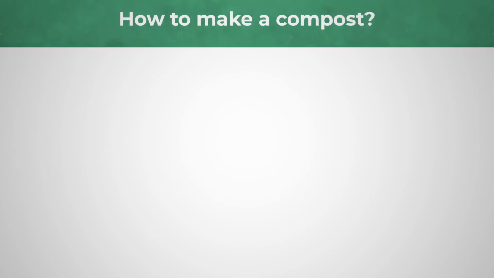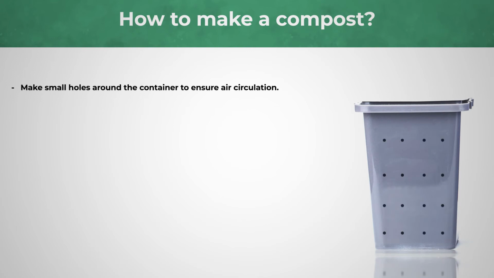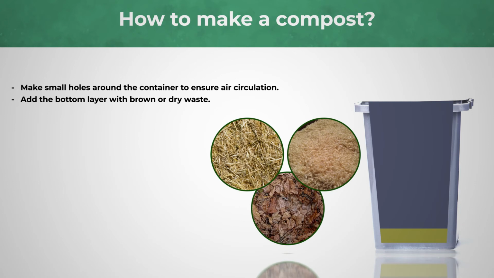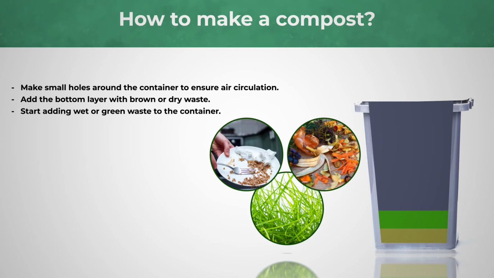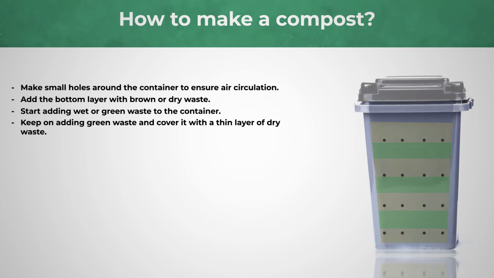Now, let us learn how we can make compost. You can also demonstrate the process of making compost among the students. First of all, take a bin or a box and make small holes around the container to ensure air circulation. At the very bottom, make a layer of dry waste such as straw, sawdust, or dry leaves. Then start adding wet or green waste to the container. Keep on adding green waste and cover it with a thin layer of dry waste at regular intervals. In order to maintain the temperature of the dry waste, cover the container with a lid or jute.